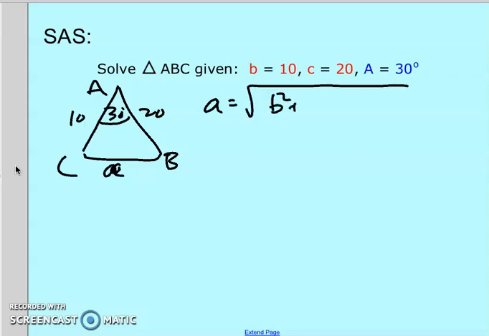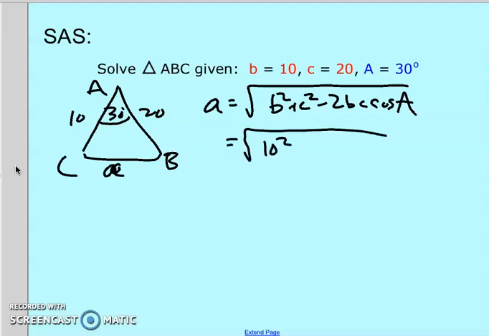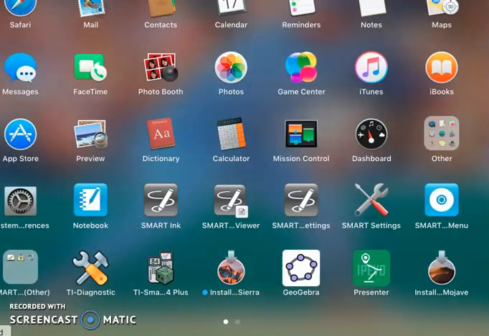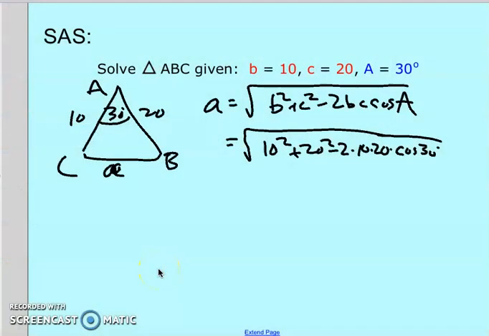B squared plus C squared minus 2BC cosine A. And we're just going to plug it into our calculator. So we're going to have the square root of 10 squared plus 20 squared minus 2 times 10 times 20 times the cosine of 30 degrees. And all of that is underneath the square root. So if you grab your calculator, you can type all that in.